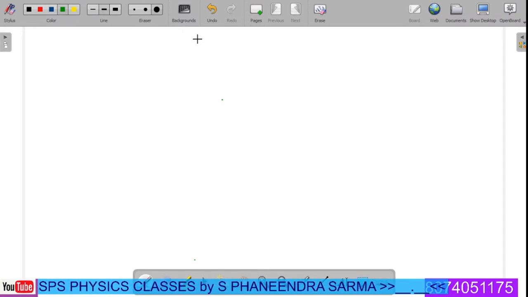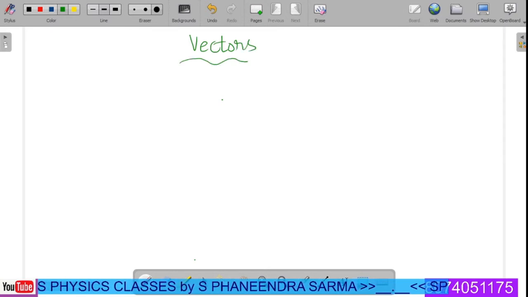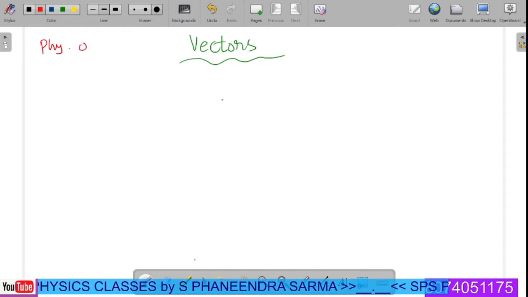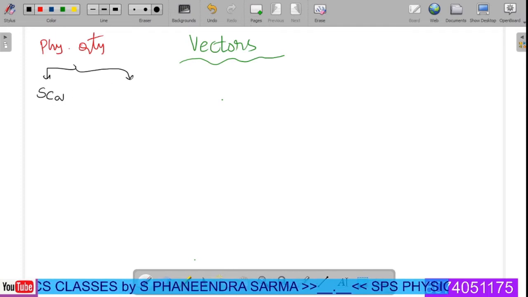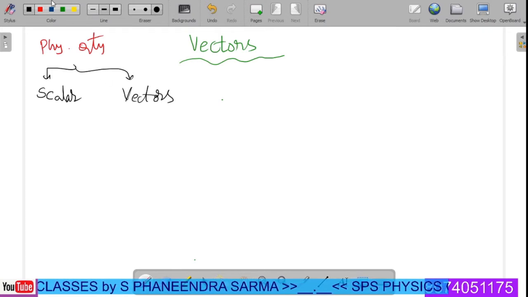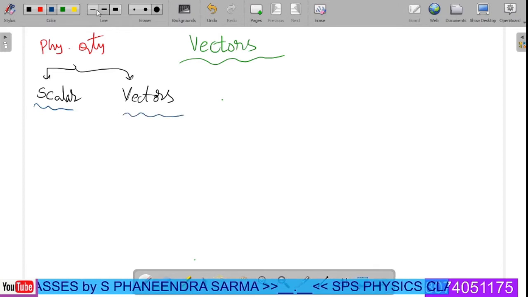Now let us see the concept of vectors. So far, the physical quantities we have in physics are divided into broadly two types. The first type of physical quantities are known as scalars and the next type are known as vectors. In this concept, we will see what a scalar is, what its properties are, what is meant by a vector, and what its properties are.